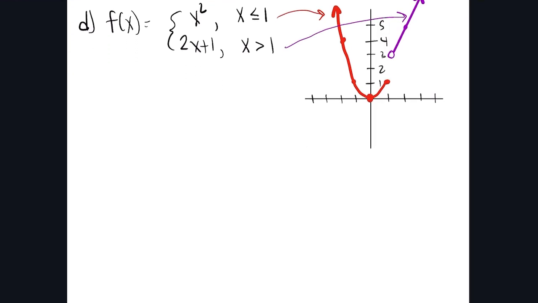So the last thing from 2.2 we're going to talk about is what is the definition of a function? What does it mean if something is a function? So this is where our good friend, the vertical line test, comes into play.